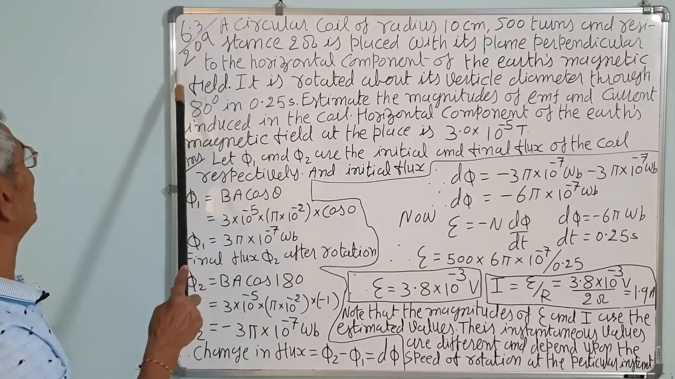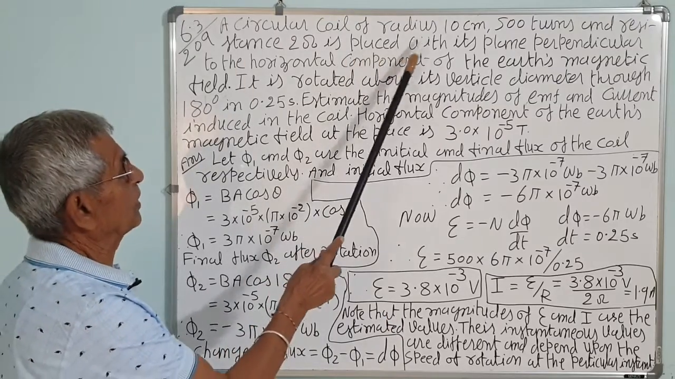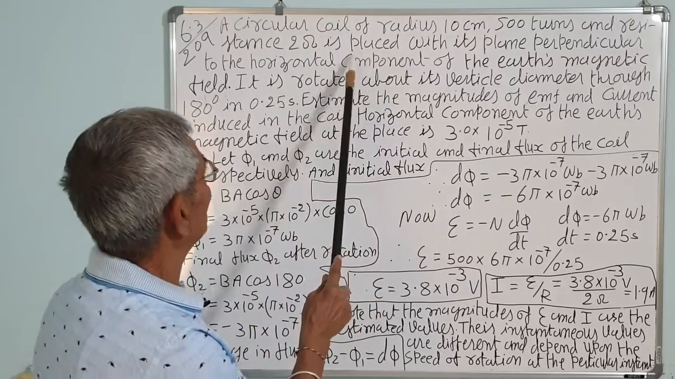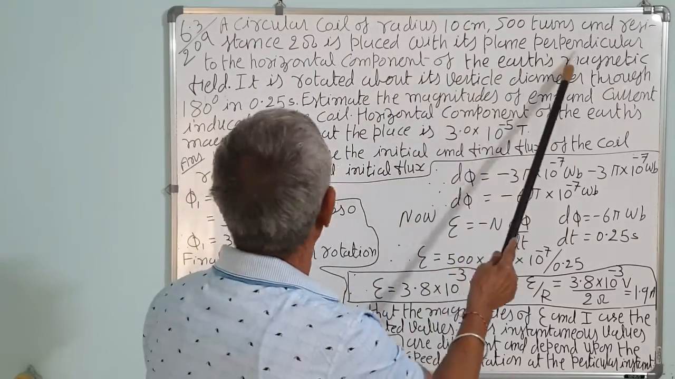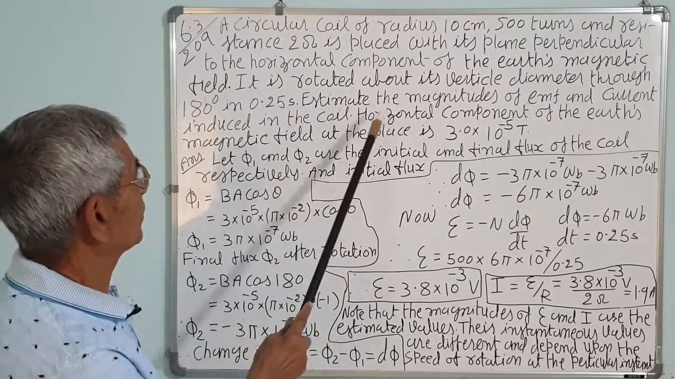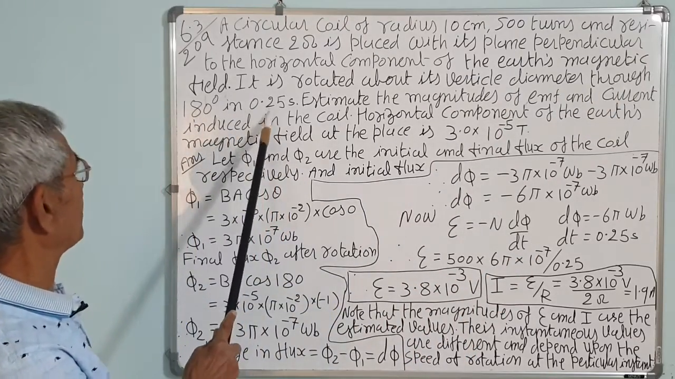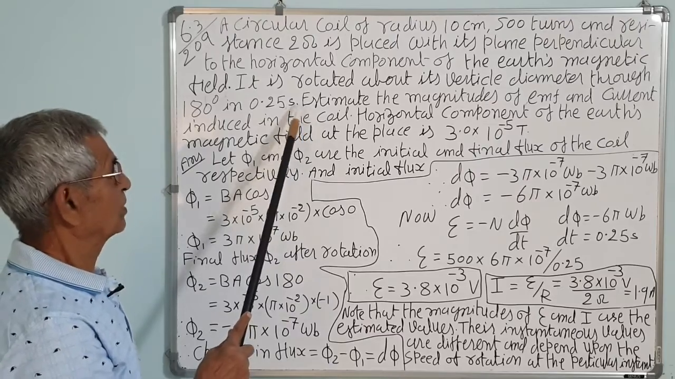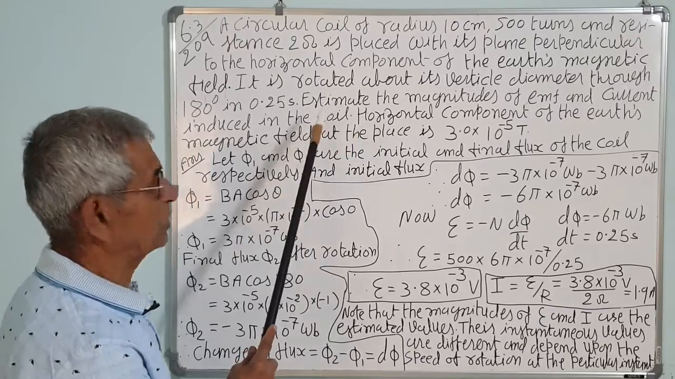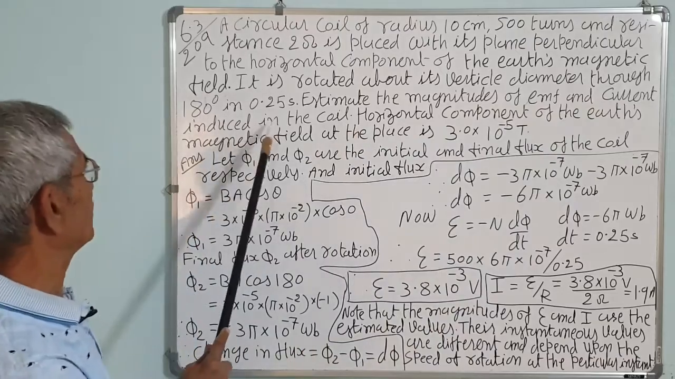Next, example 6.3, a solved example on page number 209. A circular coil of radius 10 centimeter, 500 turns and resistance 2 ohm is placed with its plane perpendicular to the horizontal component of the earth's magnetic field. It is rotated about the vertical diameter through 180 degree in 0.25 seconds. The orientation changes, so the flux will also change and it will induce an EMF. Estimate the magnitudes of the EMF and the current induced in the coil.